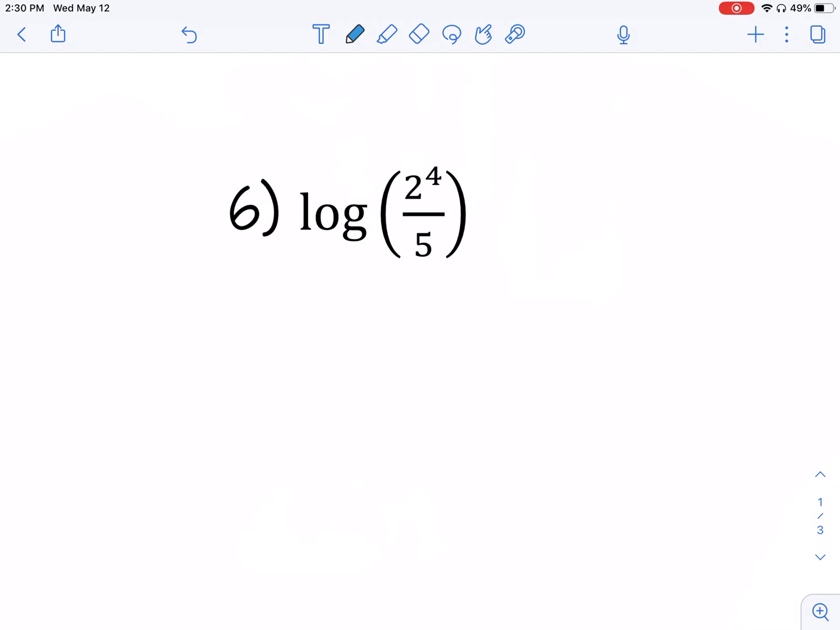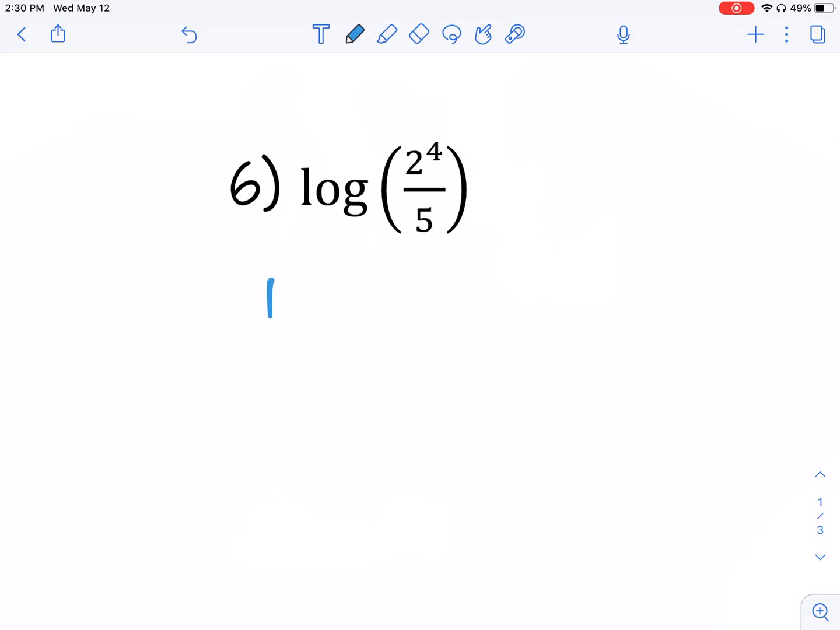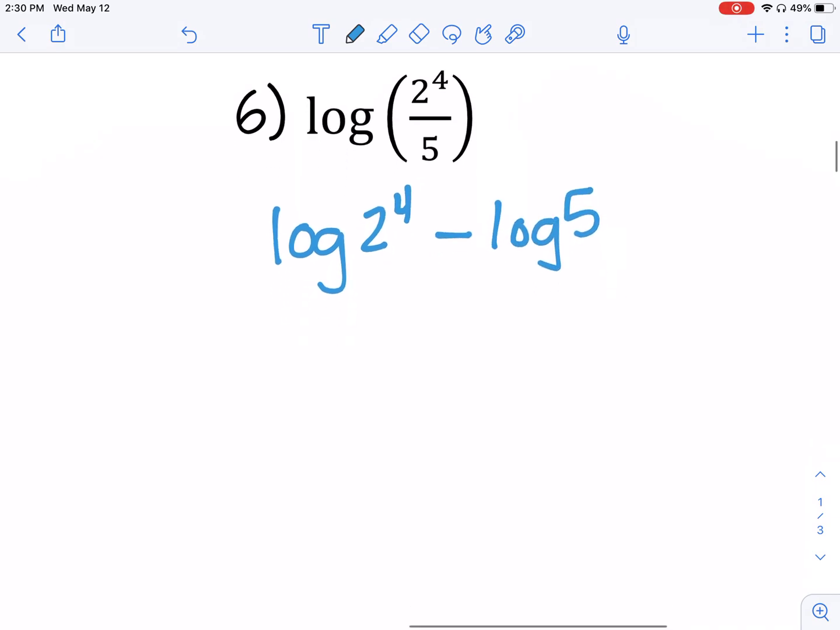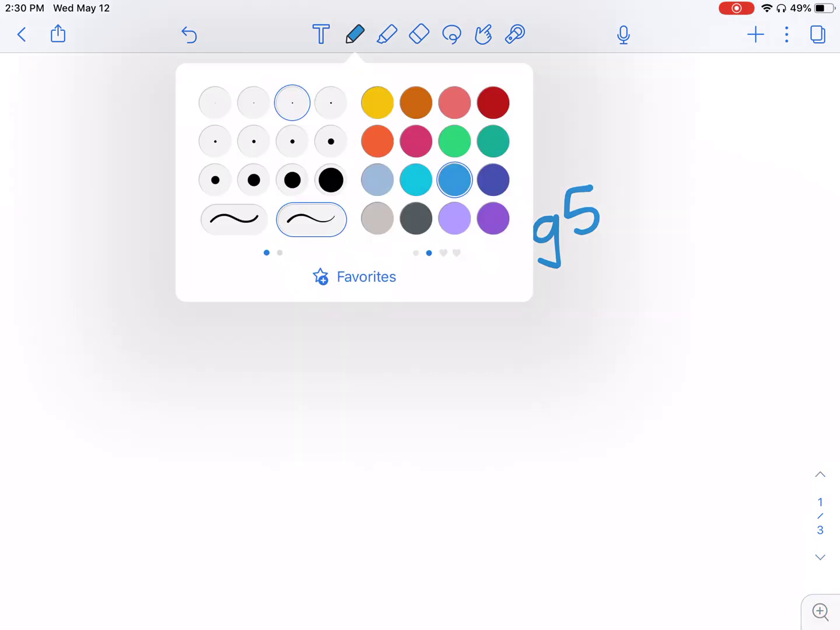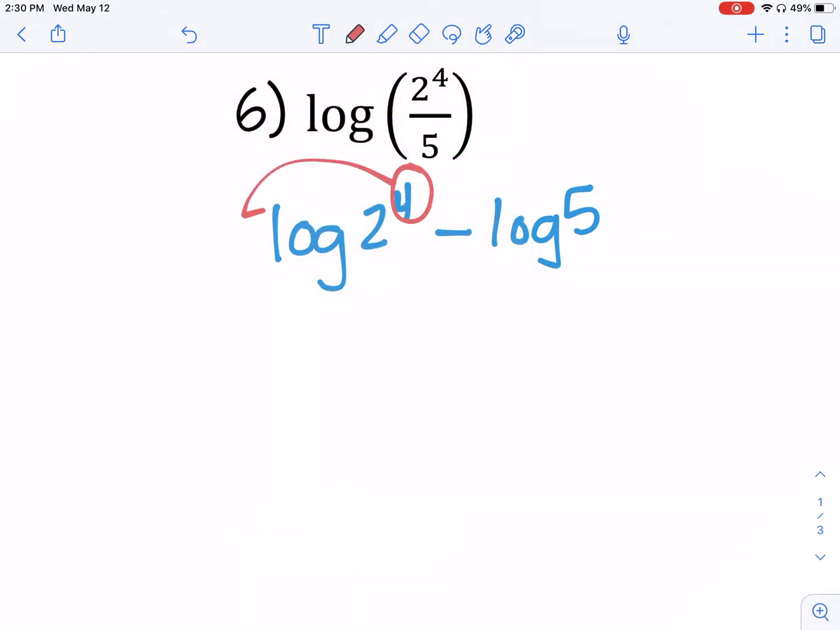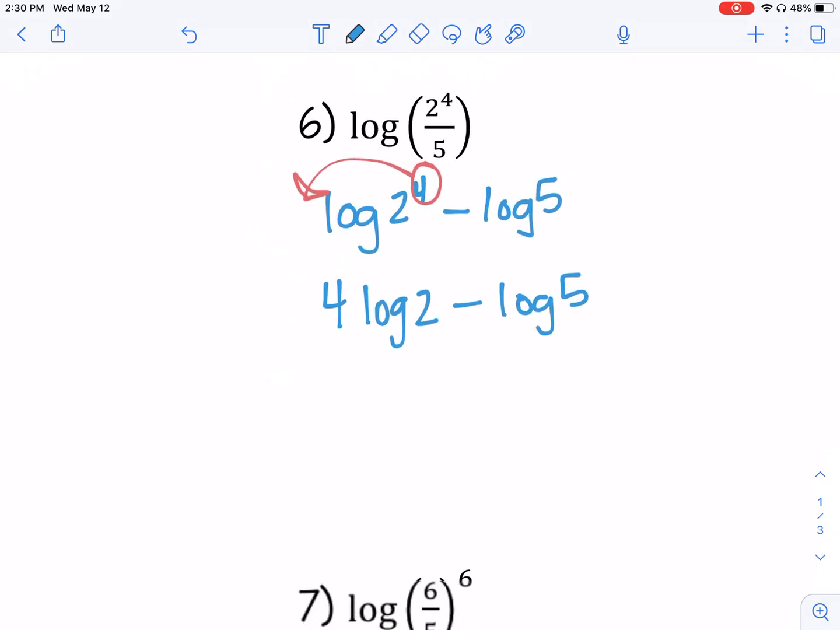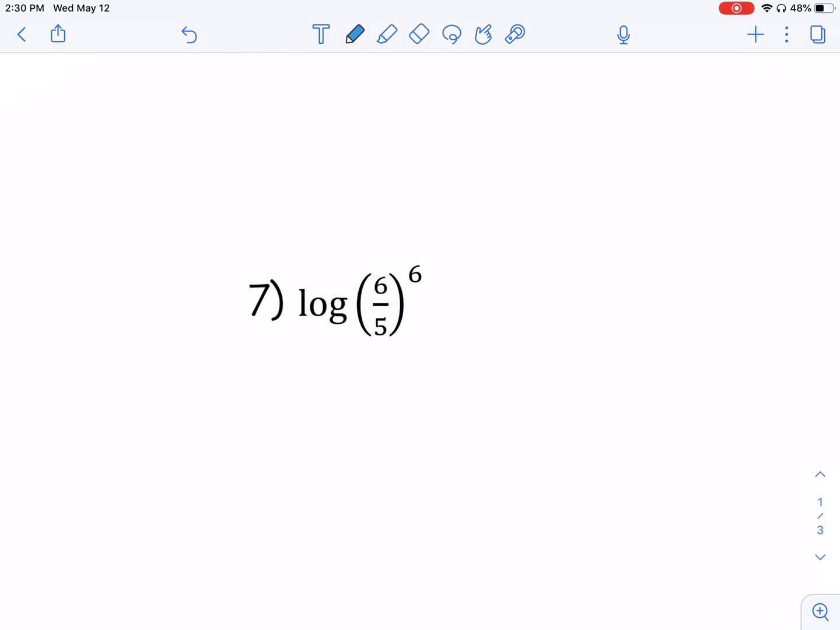Same thing happens here. We have an exponent on the inside. It's only attached to that 2. So with the division, we'll take care of that first. Division says we can take the log of 2 to the 4th minus the log of 5. Bring the 4 out front of just this one. 4 times the log of 2 minus the log of 5. Okay, again, I'm going through this video kind of fast, so if you need to pause it, go ahead and pause.